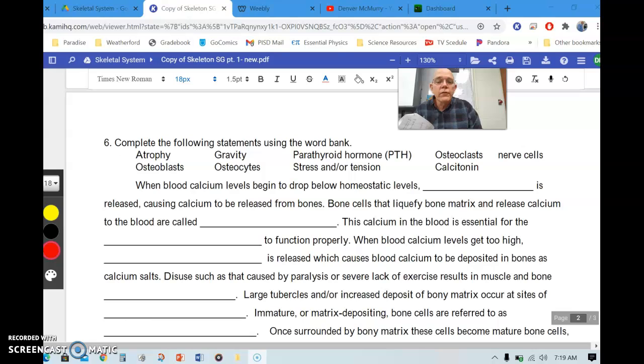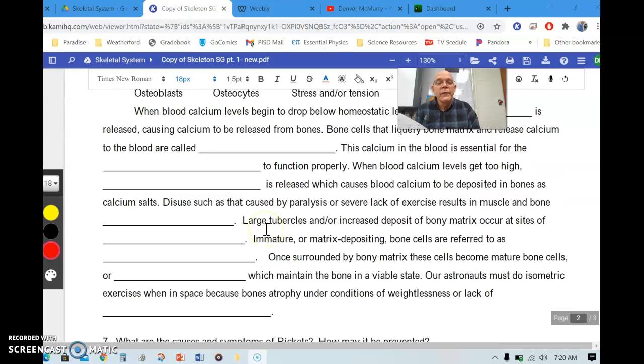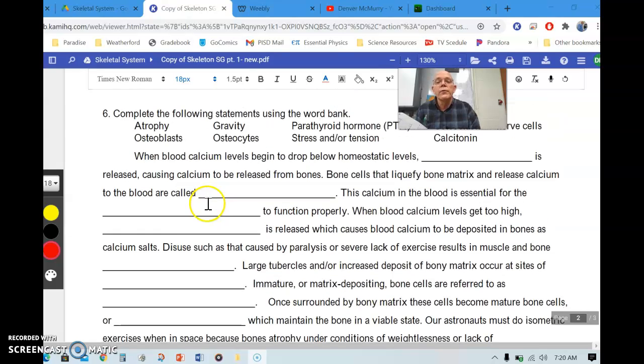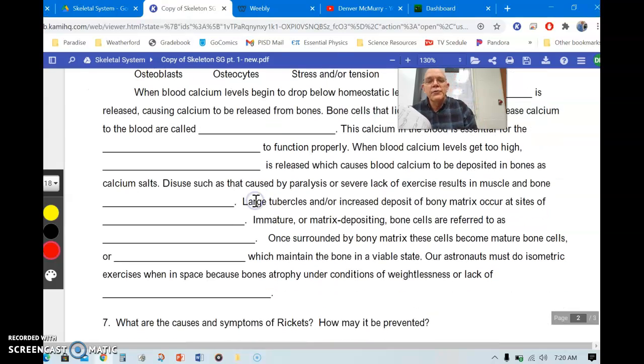All right, then it says large tubercles or extra deposits are going to be sites where there is stress or tension. That's what we said. It's going to add more bone material where there's stress or tension. All right, immature or matrix-depositing bone cells. These immature bone cells are the ones that are going to put calcium back on your bones, the osteoblasts. Once they're surrounded by the matrix, these cells become mature bone cells, or osteocytes, because they've been kind of walled in, trapped in. Now they have to mature and grow up.